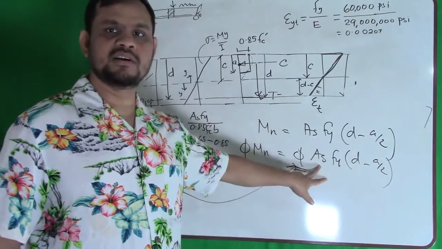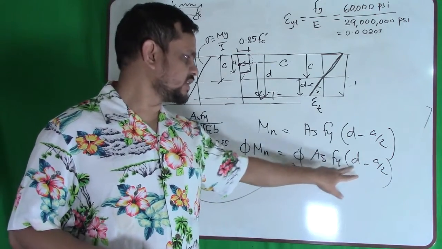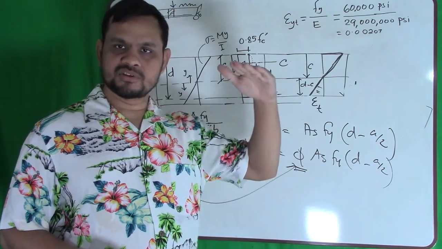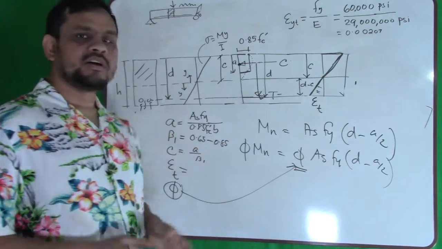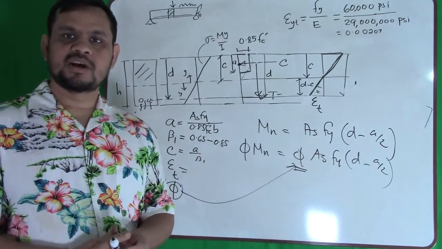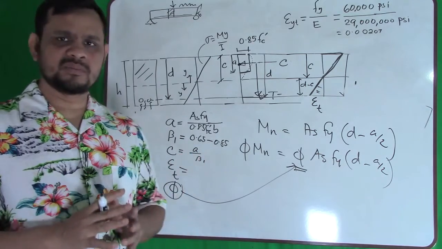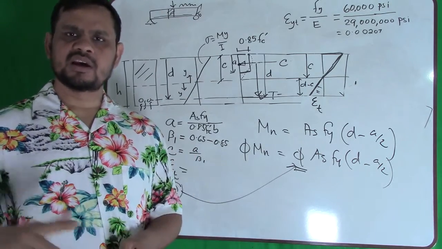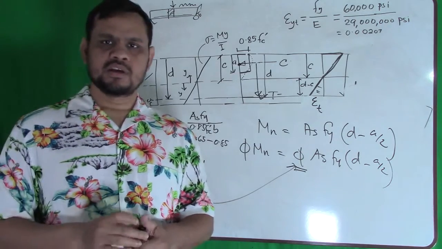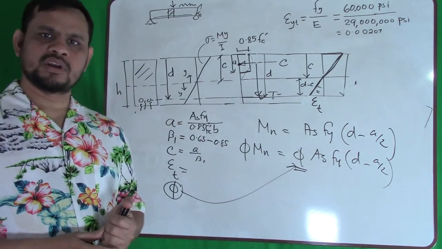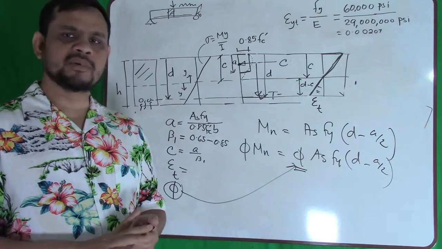As is the reinforcement area, fy is the yield stress of the reinforcement, d is the depth from the compression face to the centroid of the reinforcement, and a is here. Hopefully you understood the flexural strength equation. This portion is very, very important. If you understood this part, the rest of your life in reinforced concrete will be very easy. So today I will stop here. In the next video we will start designing a beam. Thank you.